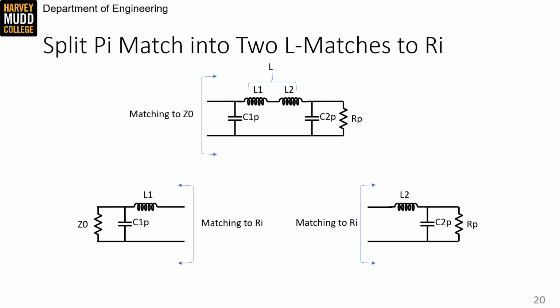We start by splitting our pi network into two L matches, as in the last video, but we make a kind of surprising decision with the left matching network over here. Instead of imagining that we're matching from Ri to Z0, as you might expect us to do, we're going to imagine instead that we're matching our source Z0 to Ri in the middle of our network. Meaning that we draw our port on the right of the L match instead of on the left, and our load on the left instead of on the right.